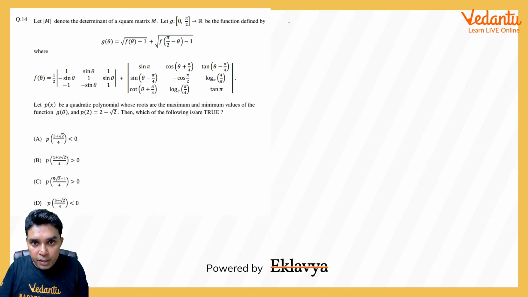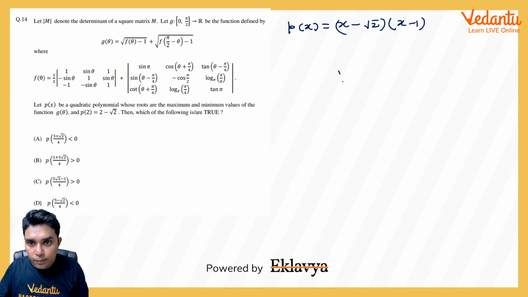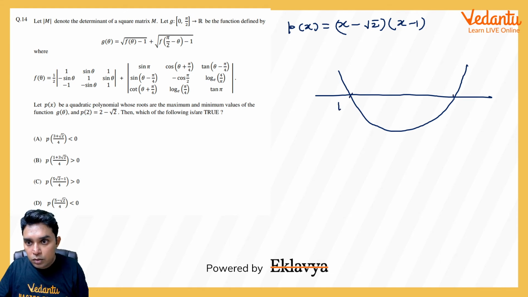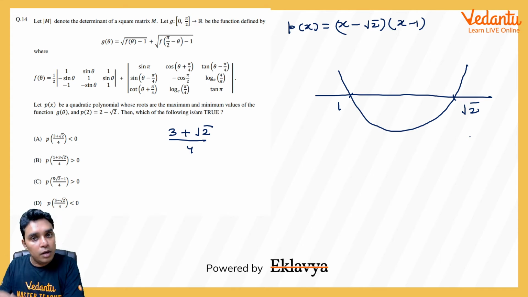So we have got P(x) equal to x minus root 2 and x minus 1. So that's an upward parabola, a very straightforward question after this, whose roots are 1 and root 2. Now they are asking the value of this polynomial at these numbers. The remaining question is only to find whether (3 plus root 2) by 4 lies between 1 and root 2, or lies below or after root 2.